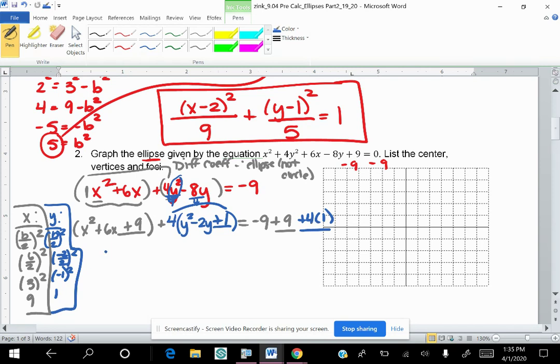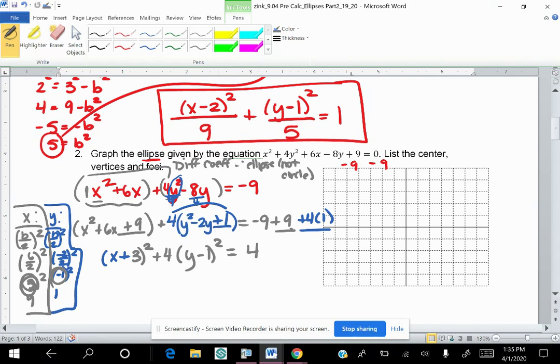All right, now we're just going to rewrite this as a perfect squared binomial. So it's whatever it was before you squared it. This would be x plus 3 quantity squared, or b over 2, you could think of it as, or what multiplies to 9 and adds to 6, plus 4 times y, whatever it was before you squared it. So minus 1 quantity squared. Negative 9 plus 4 gives me 4.